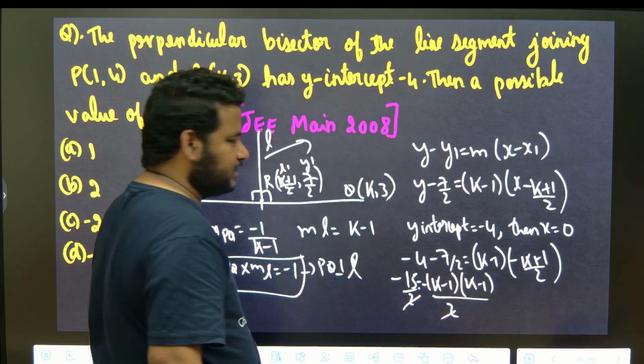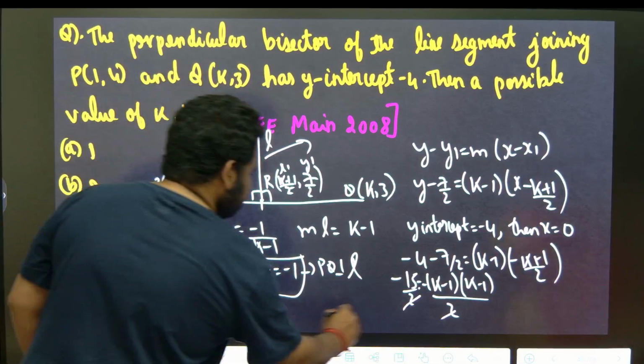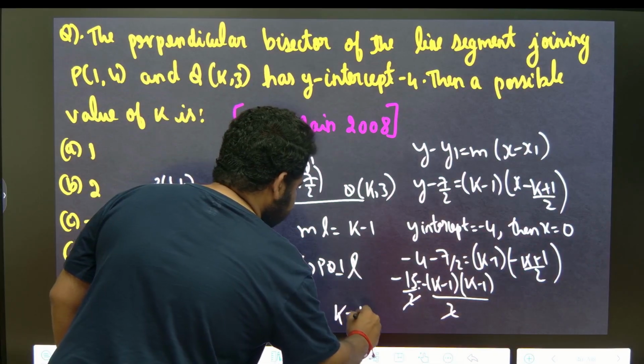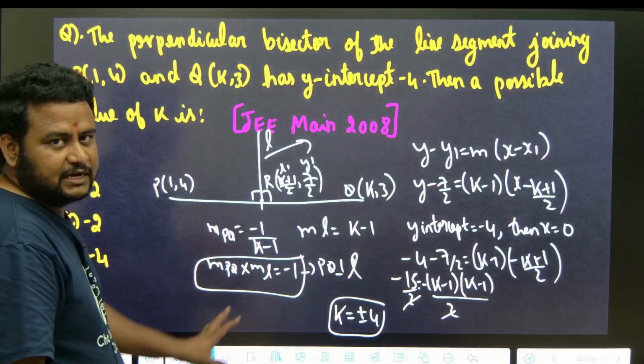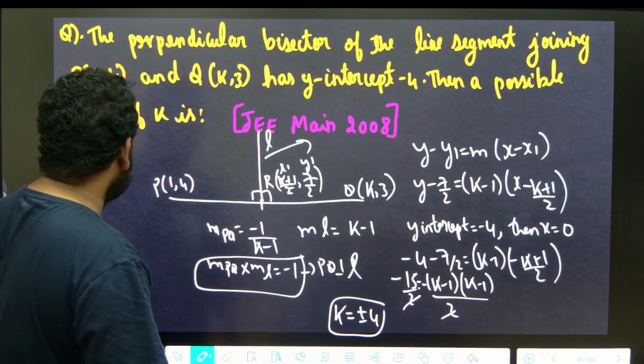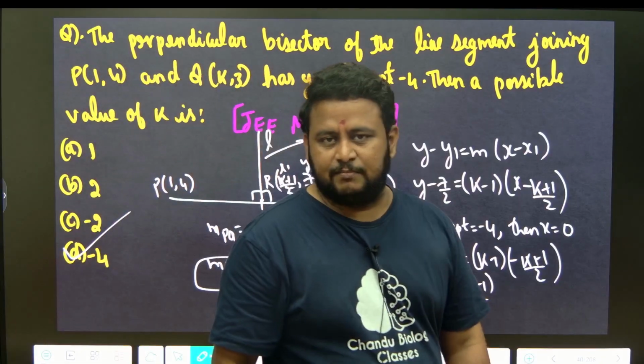So I will get it in quadratic form. So I have to find the value of k. If I solve this quadratic equation, I will get k is equal to plus or minus 4. This you can solve, quadratic equation, very simple. I will get plus or minus 4, but in the options I have minus 4, so I will take that, which is option D, that is minus 4. Is it clear?